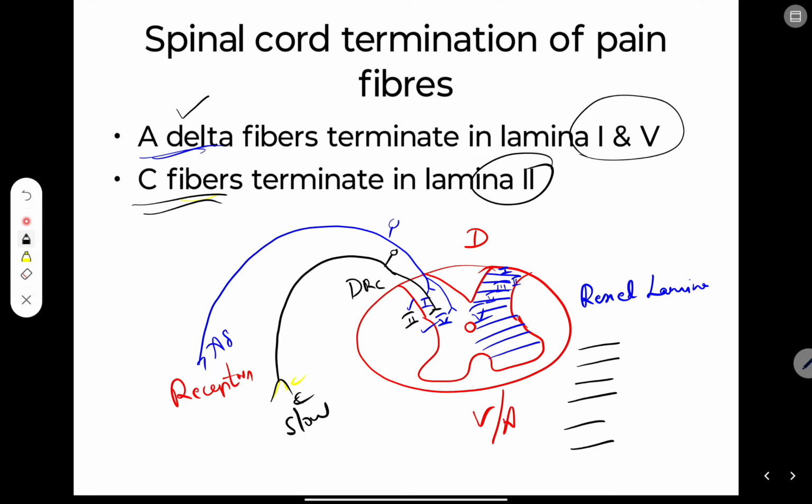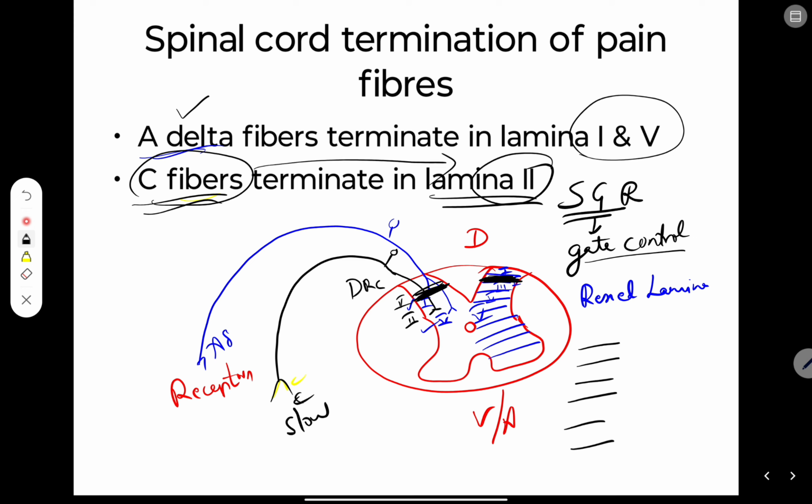Lamina 2 is also called the substantia gelatinosa of Rolando, and it is mainly involved in the gate control theory of pain. If you go to the video section, you will find a separate video on how exactly pain information is processed in lamina 2 of the spinal cord. What you're understanding here is that the C fibers terminate in lamina 2. So in this slide we have learnt how the pain fibers terminate in the spinal cord.